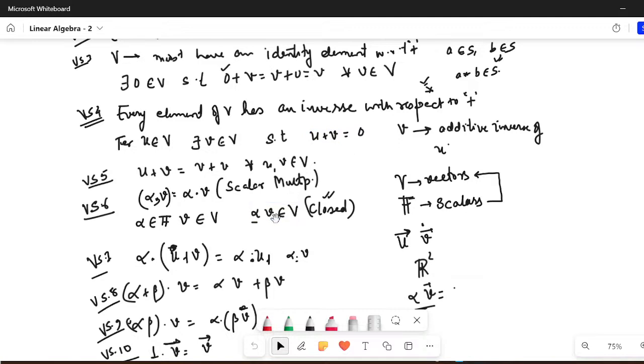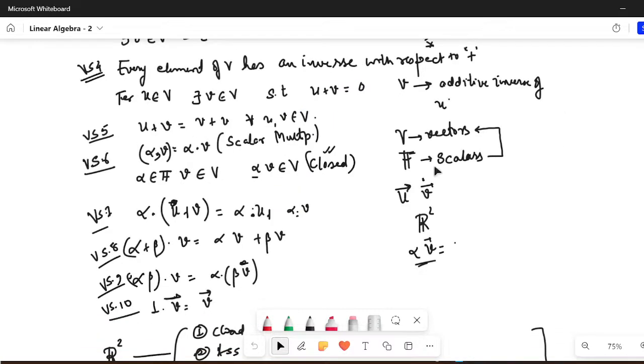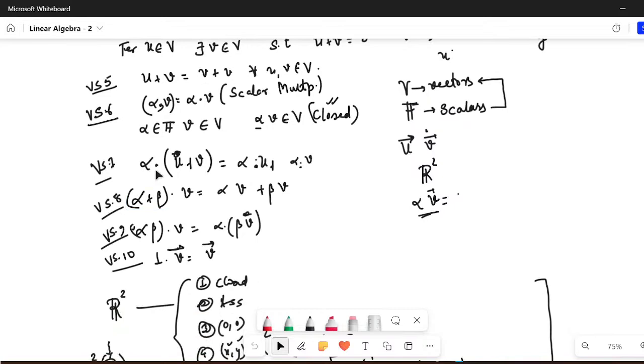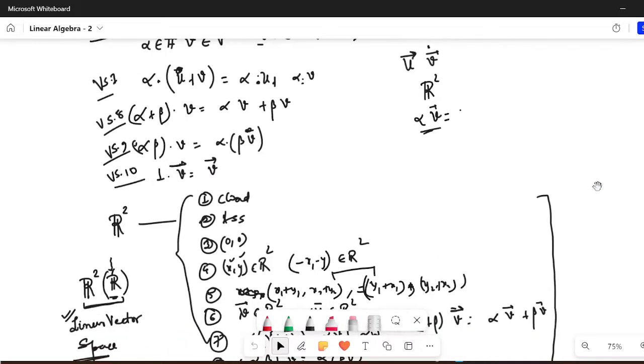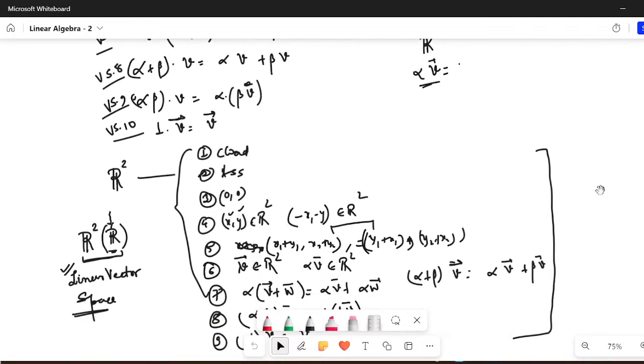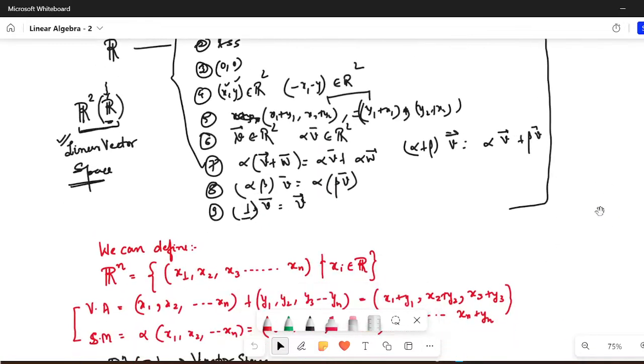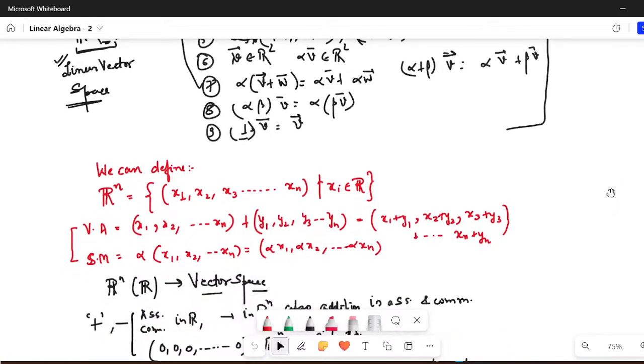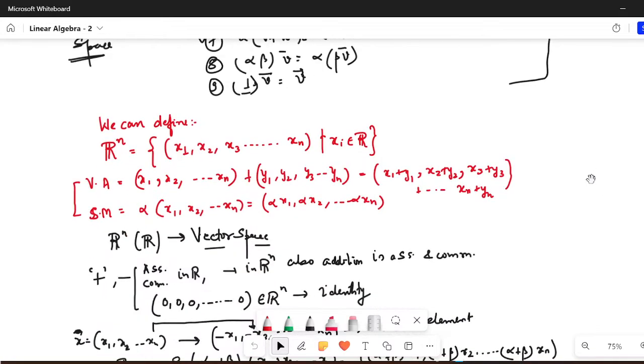Further, with respect to scalar multiplication, this scalar multiplication is closed with respect to the set V, and the scalar multiplication distributes over addition, and also alpha beta times V is equal to alpha times beta times V. There should be a unit element, that is 1. If all these properties are satisfied, we say that the set V is the vector space. Yesterday we discussed some of the vector spaces, and today we are going to continue with the same.